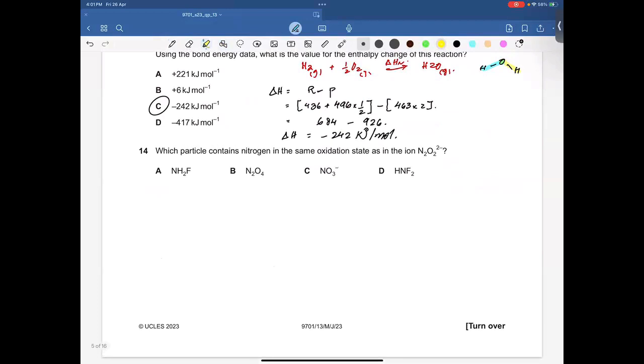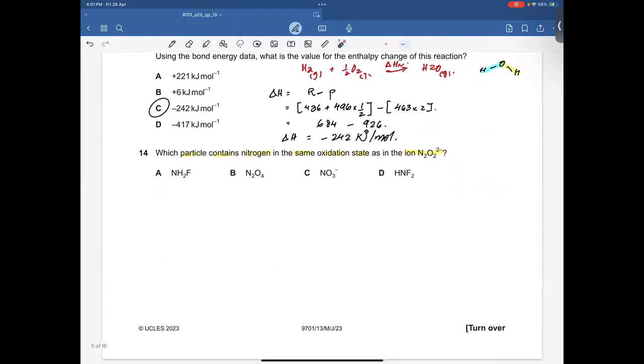Which particle containing nitrogen has the same oxidation state as this ion? So first of all, let's find out the oxidation state of nitrogen in this ion. It's 2x because nitrogen is 2 in the formula. We have 2 oxygen, so oxygen has a charge of minus 2. We have 2 into 2, overall charge is minus 2. Then 2x equals to, I think, plus 2, and then x equals plus 1. So I need to find out the oxidation state of nitrogen in this example. All right. And answer is going to be the one which shows plus 1 oxidation state.